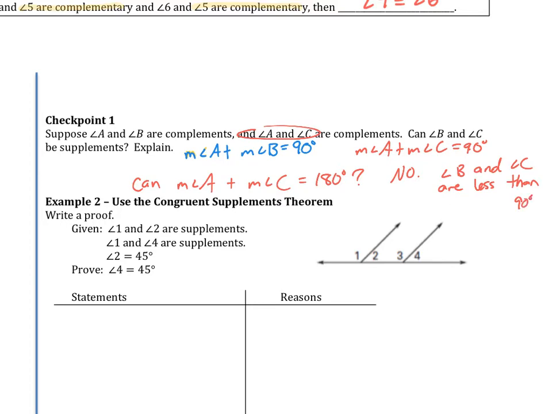So if they're both less than 90 degrees and you add them up, it's going to be smaller than 180. So that one is no because they both are less than 90. Therefore, they could never add up to 180.